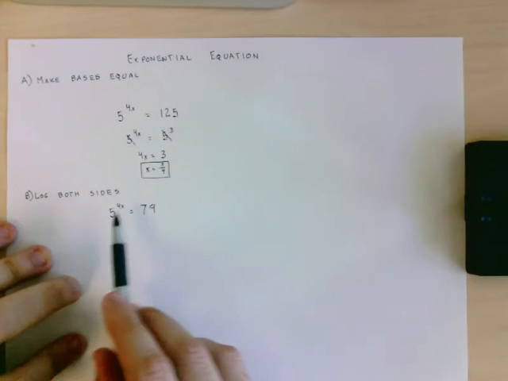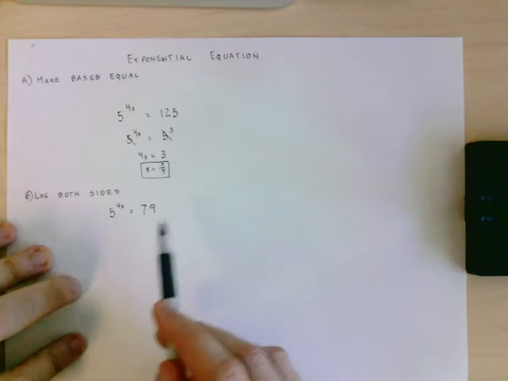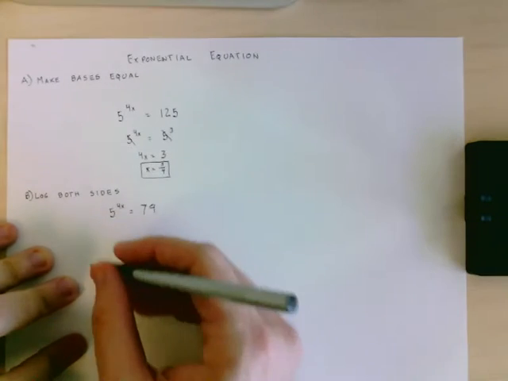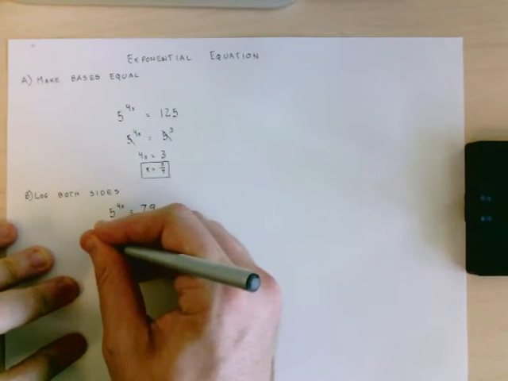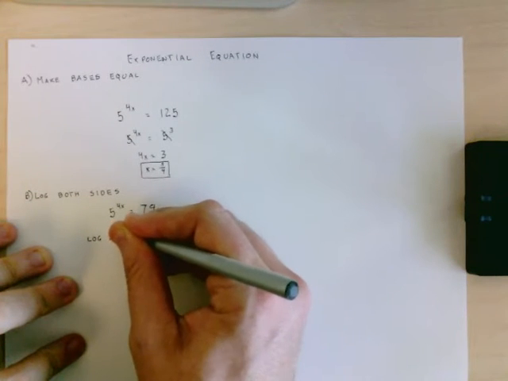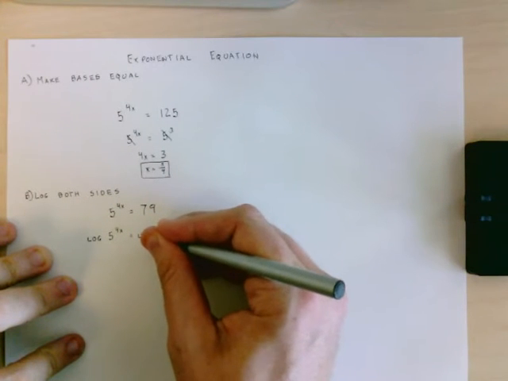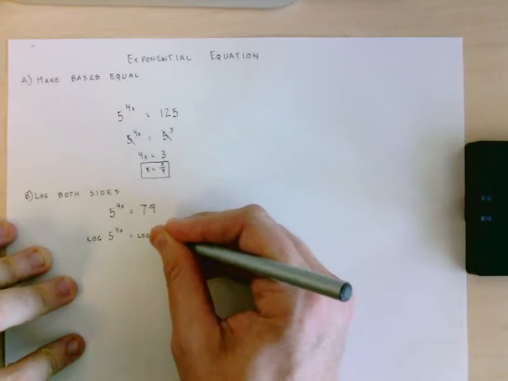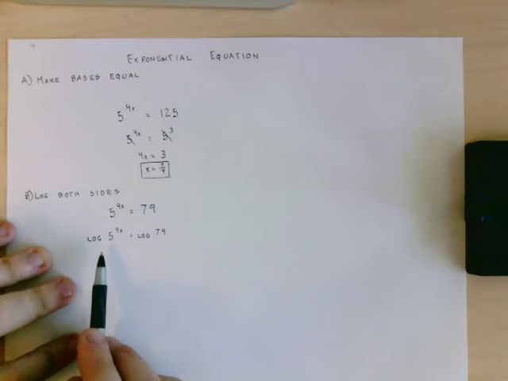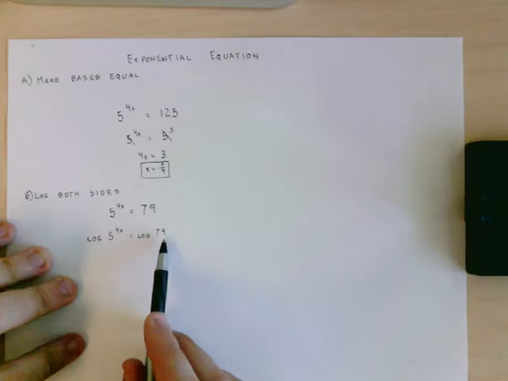Okay, so I do my powers of 5: 25, 125. I skip right past 79. It's not going to work. So what I'm going to do is just put a log on both sides. Remember, anything you do to one side, you have to do to the other side also. And if I just put a log in, if I don't specify, it is assumed that my log is logarithm base 10. So I have log base 10 of 5 to the 4x equals log base 10 of 79.